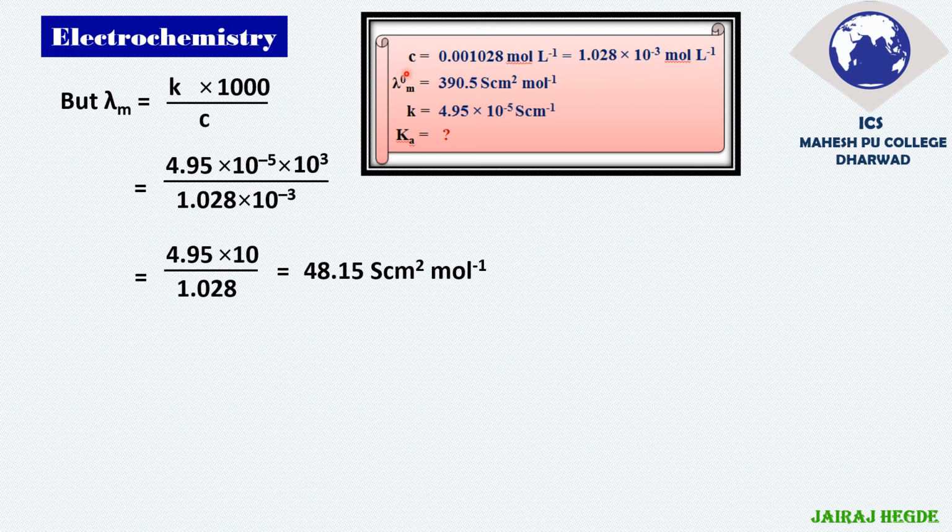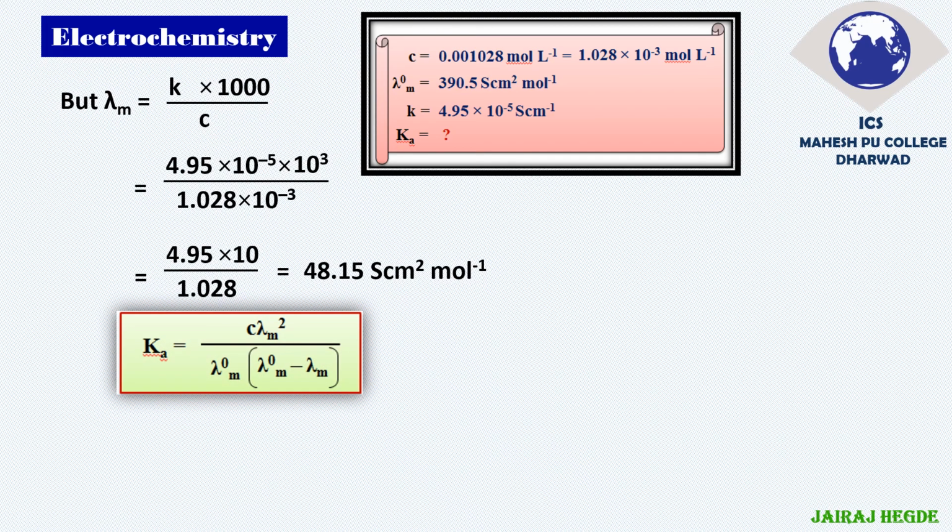Now we know lambda m naught, and we have found lambda m. Based on these, we can either calculate alpha directly, and after calculating alpha go for the substitution in C alpha square divided by 1 minus alpha. That also can be done. Or if we remember the formula, directly we can go for Ka is equal to C lambda m square divided by lambda m naught into lambda m naught minus lambda m.